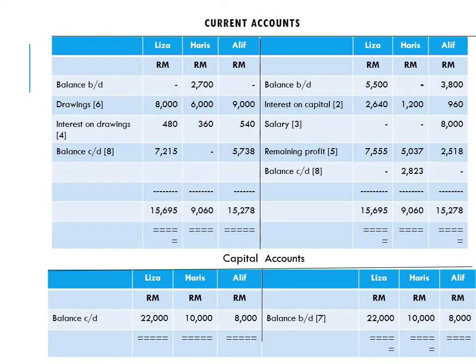If you look at the current accounts of the partners, it has balance brought down on the debit side as well as on the credit side. The question stated that Harris has a negative balance, so it is on the debit side. On the other hand, Lisa and Alif have credit balances, so it's on the credit side of the current accounts.